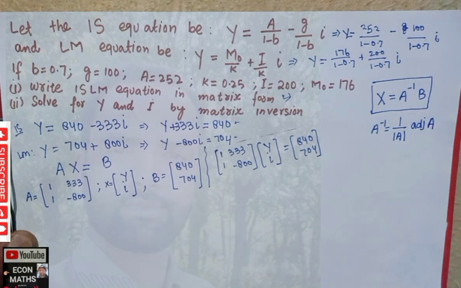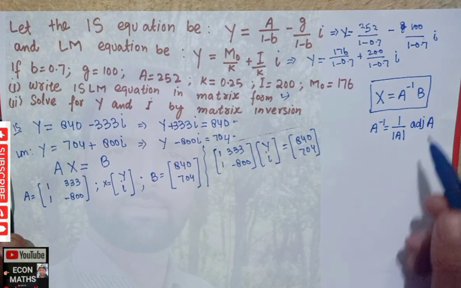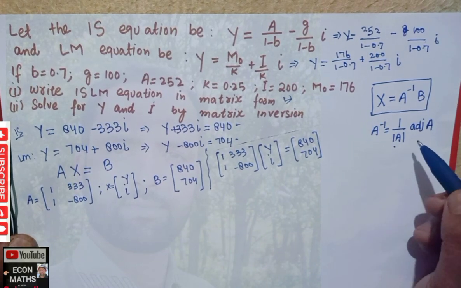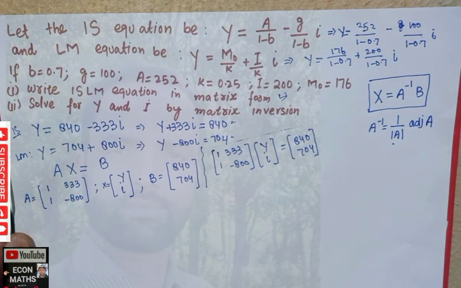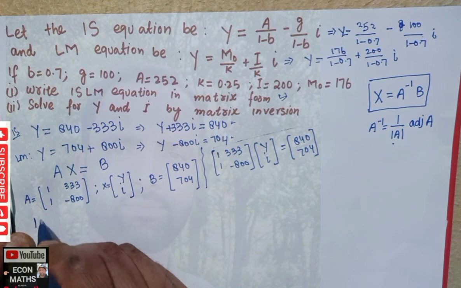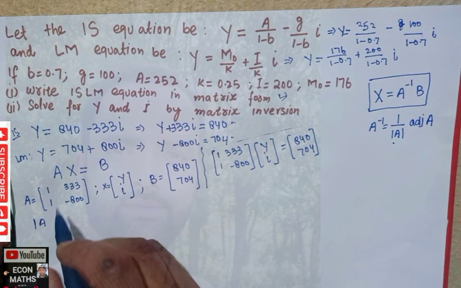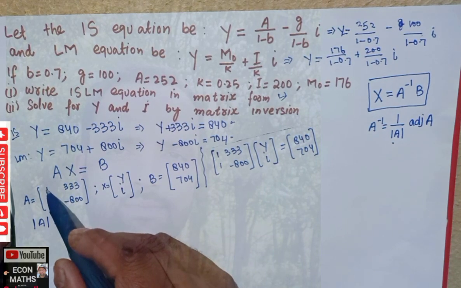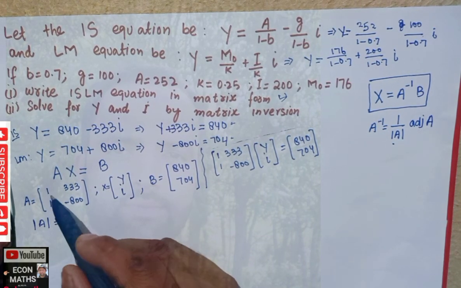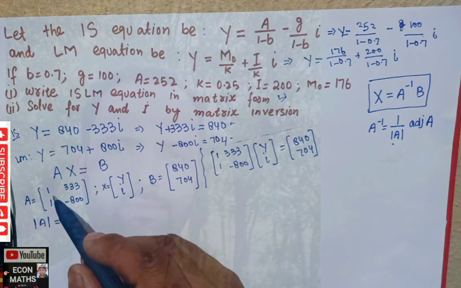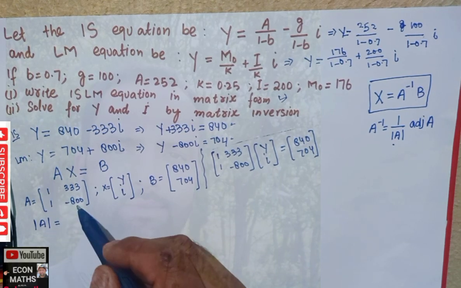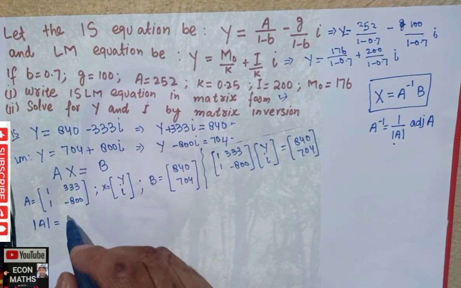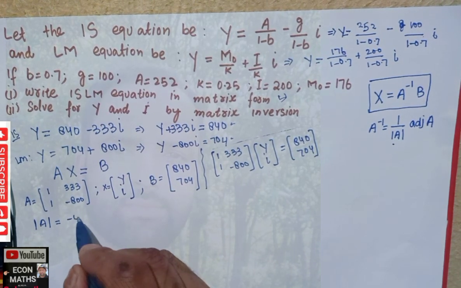Okay, so we have to find many terms here. First we find the adjoint. Okay, we have to find the adjoint of this very matrix. So adjoint is simple. How do we find the adjoint? We simply take the product of these two numbers. These two elements are also called the principal diagonal elements, and we multiply them. That is 1 into 800 minus 800, so this will become minus 800.